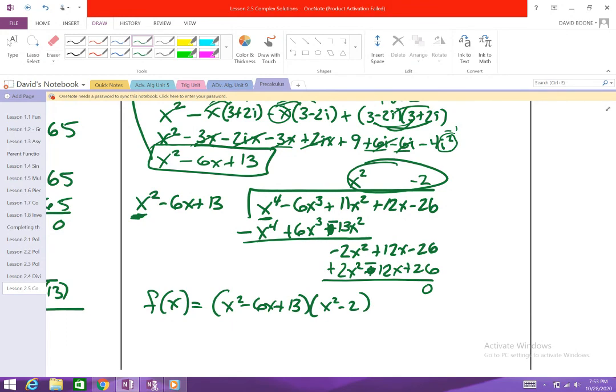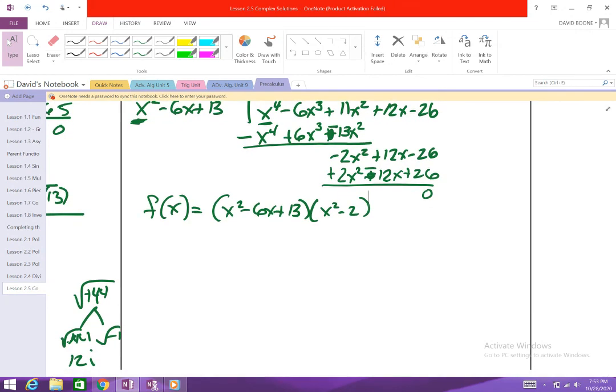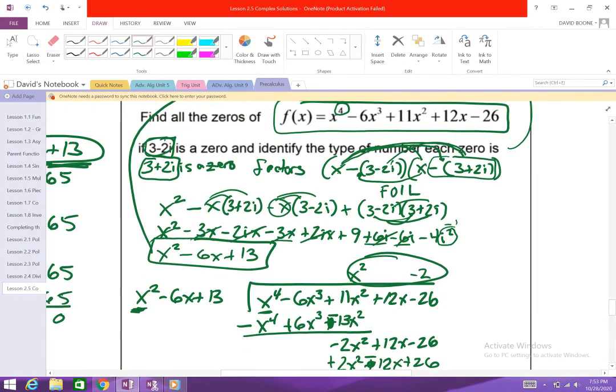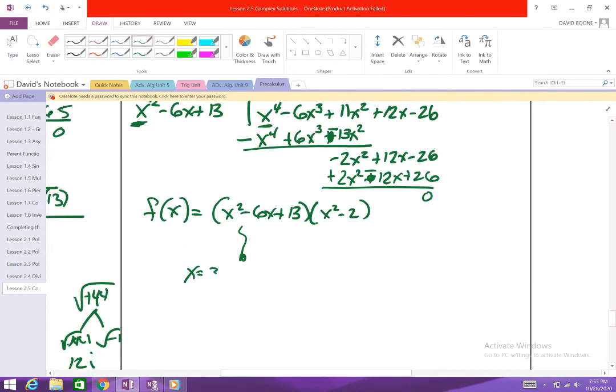Remember, we can always factor down into linear factors or irreducible quadratics. And our goal here was to find the zeros. Well, we already know those from before. We knew that x equals 3 minus 2i and 3 plus 2i that we got earlier. So x equals 3 minus 2i and x equals 3 plus 2i. Those are already two of our zeros. Those are the easy ones.